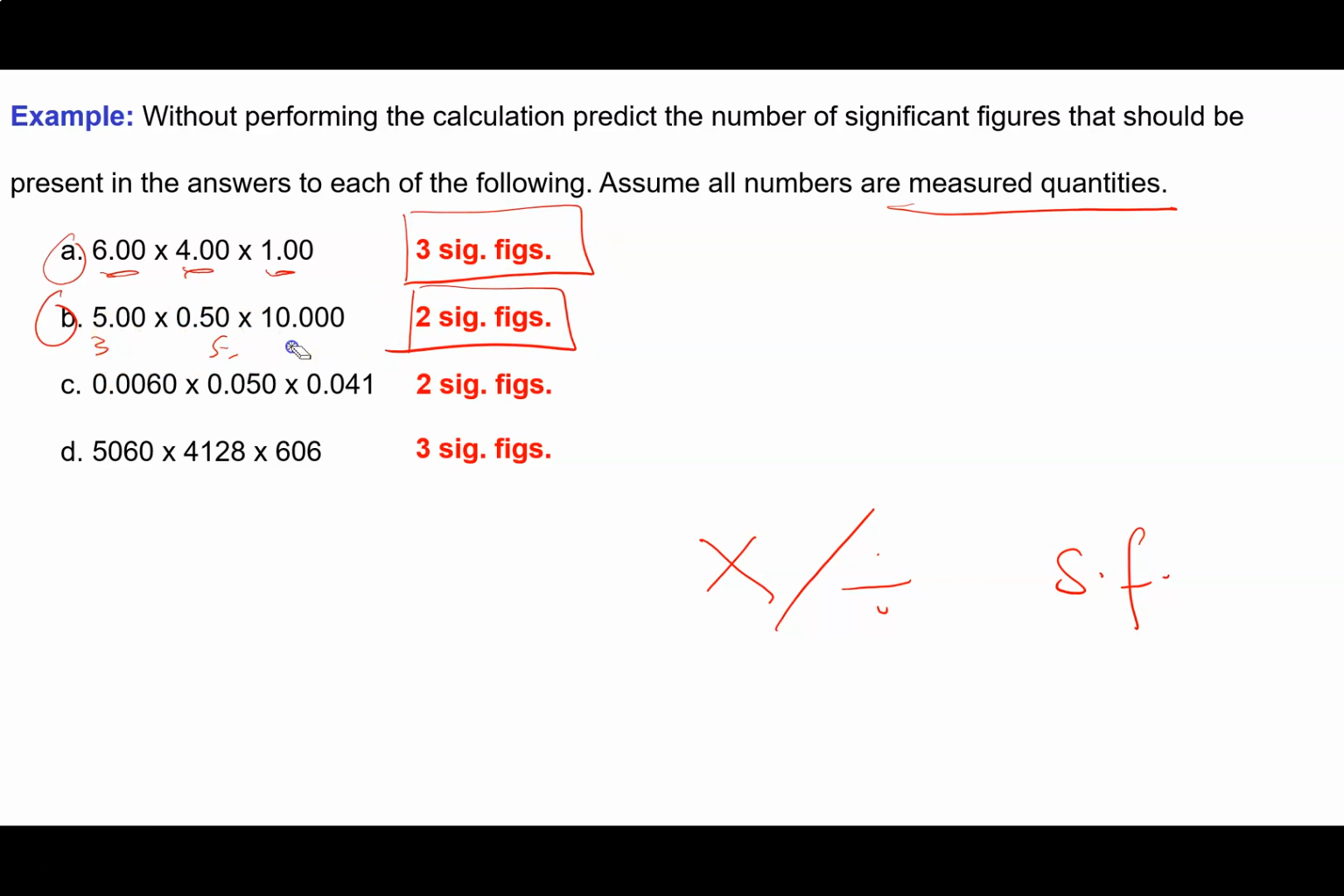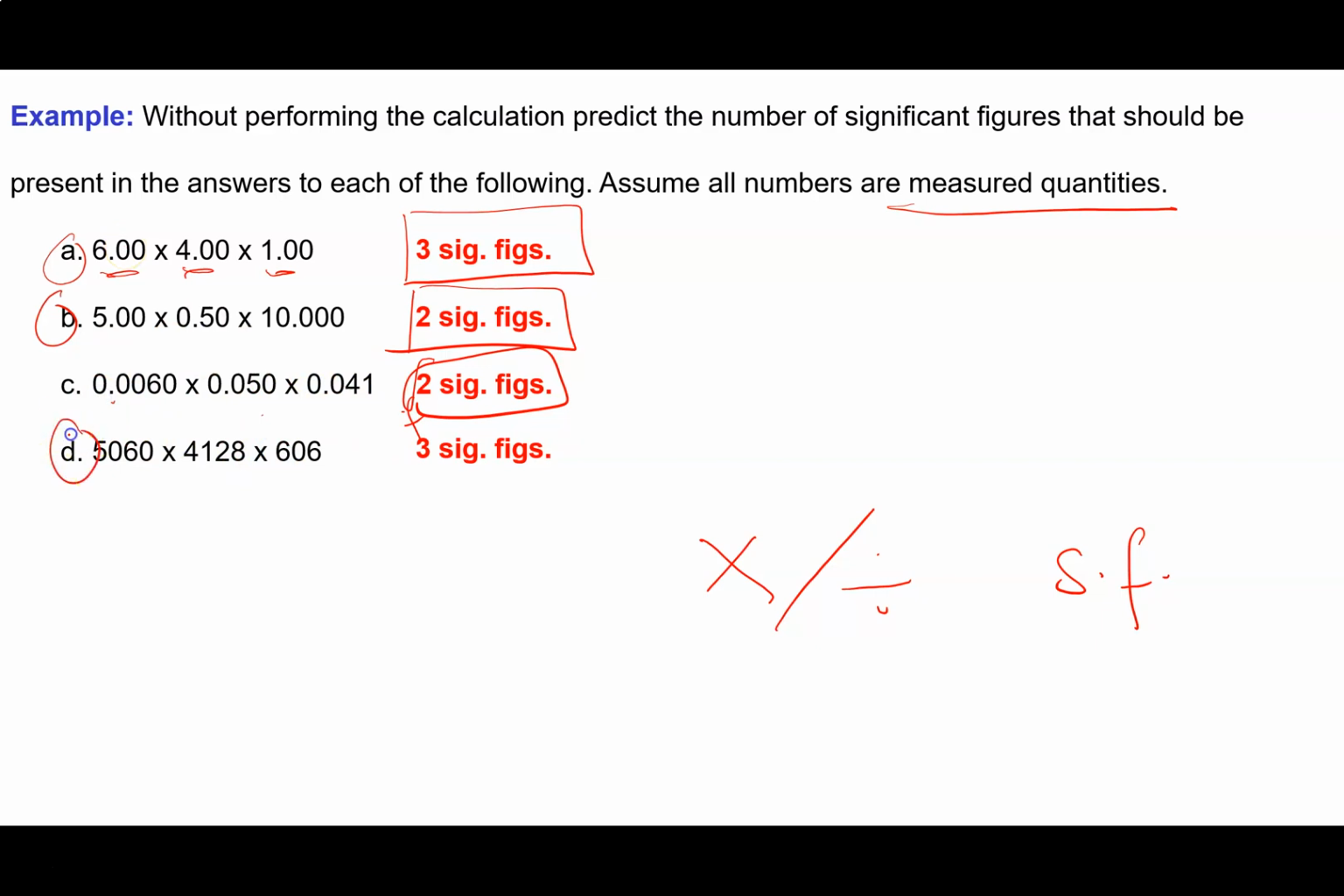In case C, this number here, remember leading zeros don't count, has 2 sig figs. This number here, 2 sig figs. This number here also 2 sig figs. So my answer, 2 sig figs, you guessed it, right? They're all equal in quality, those measurements, so I don't get to reduce my sig figs.